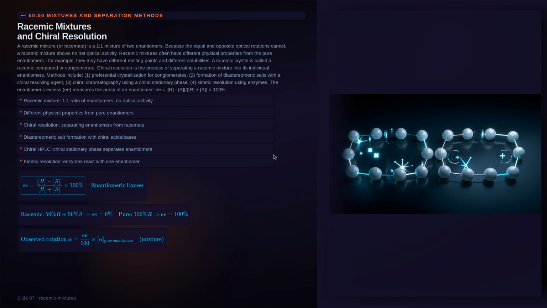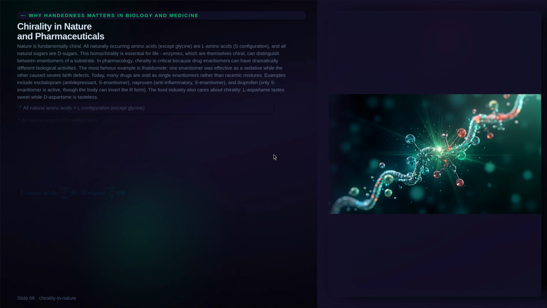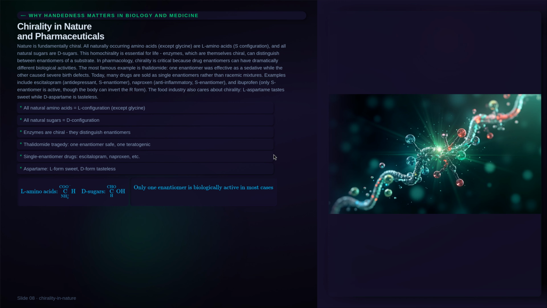The enantiomeric excess measures the purity of an enantiomer. The enantiomeric excess equals the absolute difference between the percentages of R and S divided by their sum times 100%. Nature is fundamentally chiral. All naturally occurring amino acids except glycine are L amino acids, which have the S configuration, and all natural sugars are D sugars. This homochirality is essential for life.